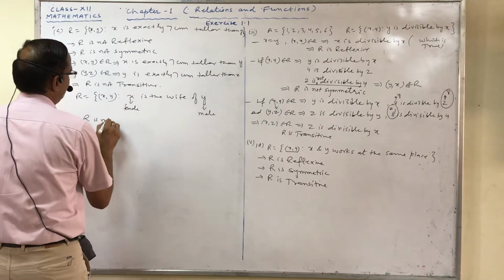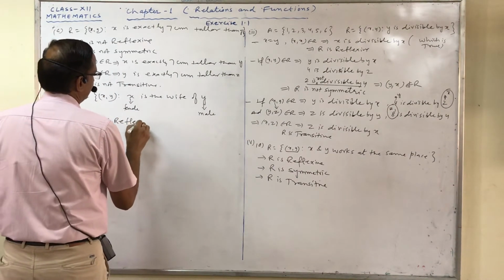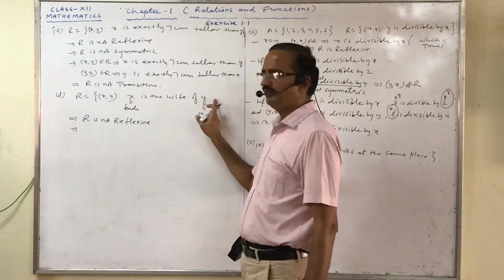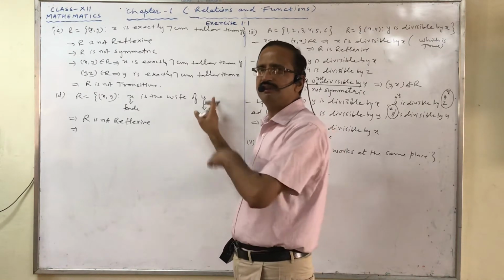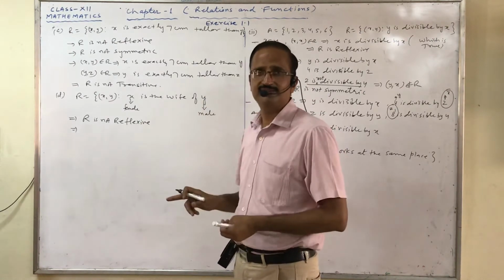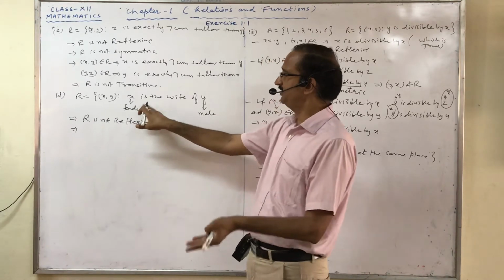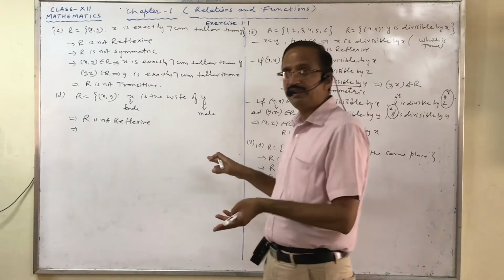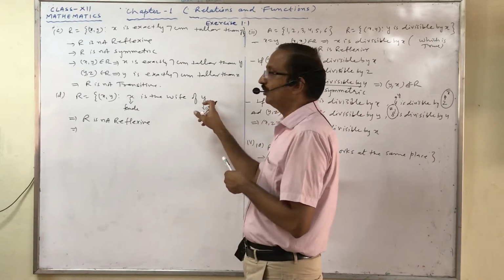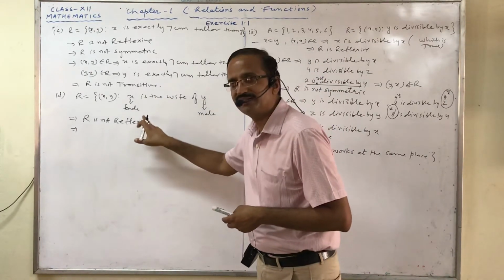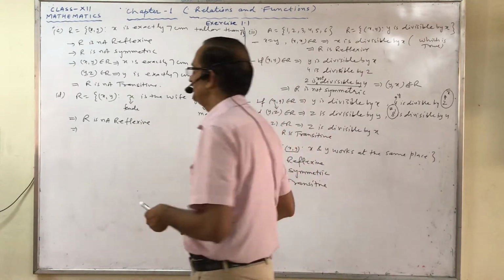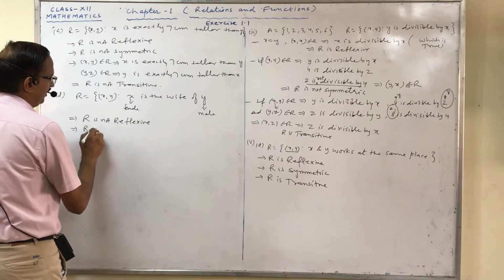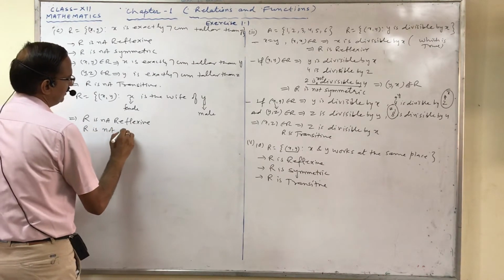R is not reflexive. Now come to the second one. If x is the wife of y, then clearly y is the husband of x, not the wife of x. So it is possible that x is the wife of y. But in the reverse way, we can say that y is the husband of x, not the wife of x. It means in both ways it is not correct. So we can write R is not symmetric.